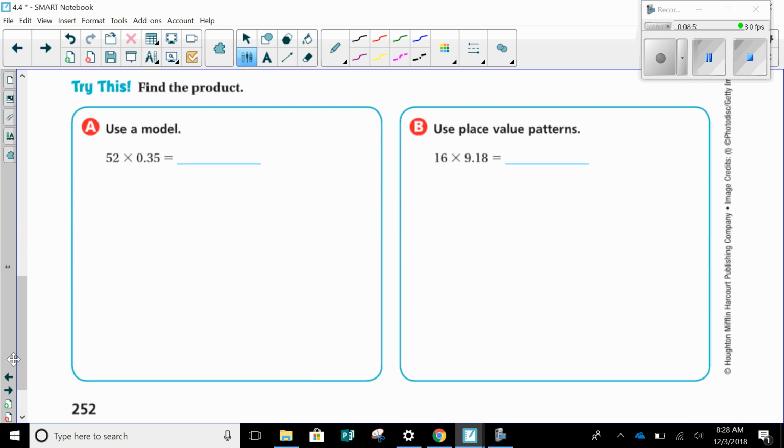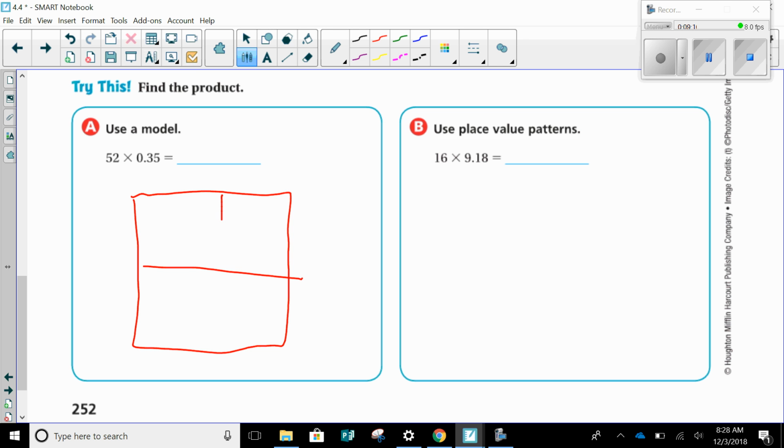And you're going to practice using the model and the place value patterns with one that they just don't have laid out for you directly. So let's look at the first one. I want to draw my box. Okay, so I have two place values that I'm working with here. So I'm going to break my 52 out, and it's going to be 50 and 2.